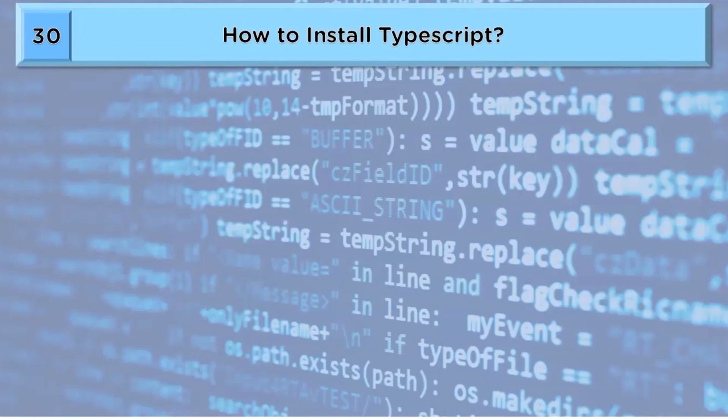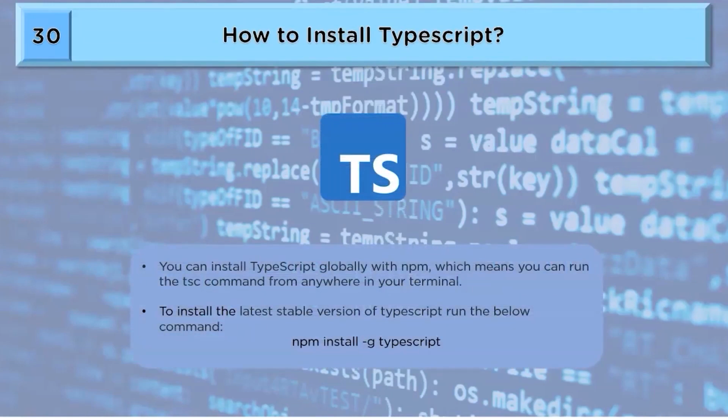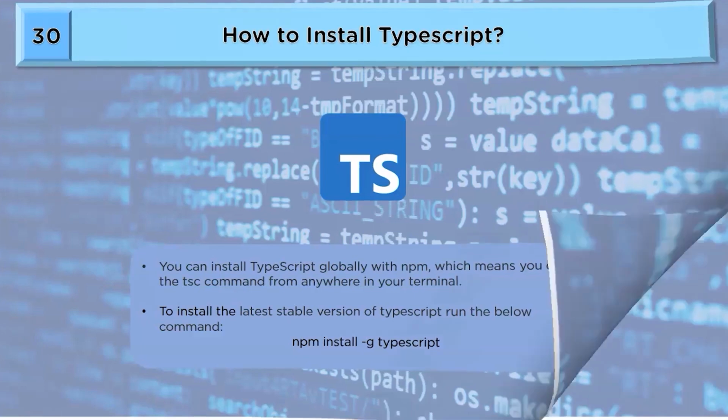How to install TypeScript? TypeScript is a JavaScript programming language for use in applications. TypeScript extends JavaScript with optional types that support tools for large-scale JavaScript applications in any browser, on any host, on any other operating system. To install TypeScript globally with Node Package Manager, which means you can run the TypeScript command from anywhere in your terminal. To install the latest stable version of TypeScript, you just need to run the command npm install -g typescript. This will install the latest version of TypeScript.